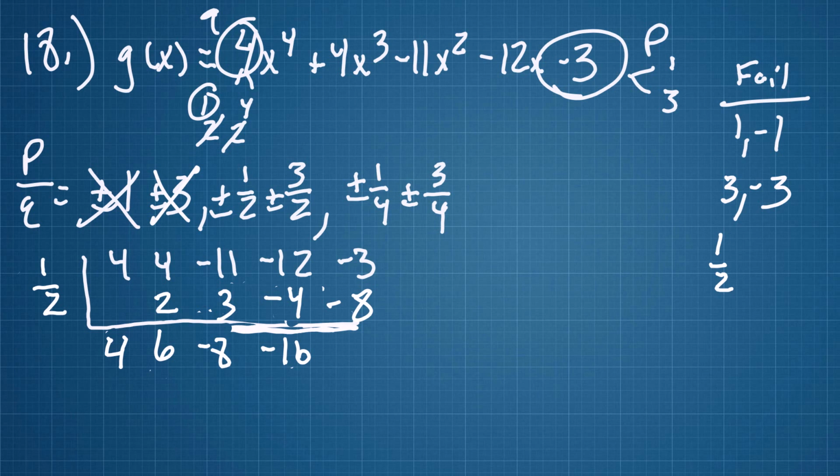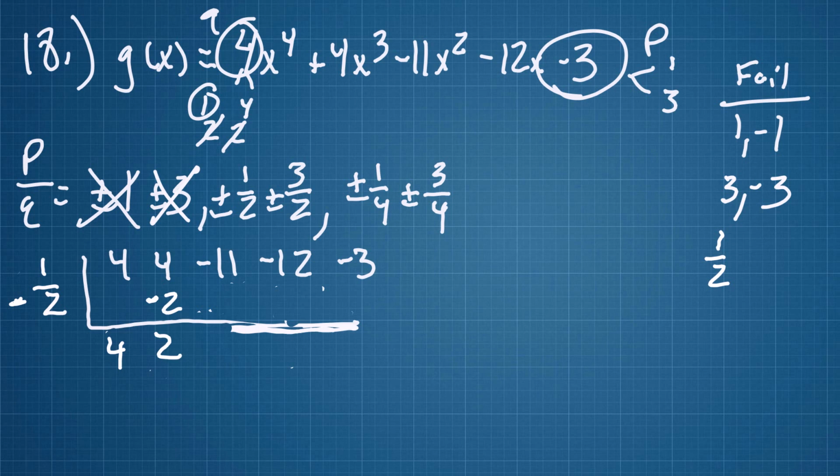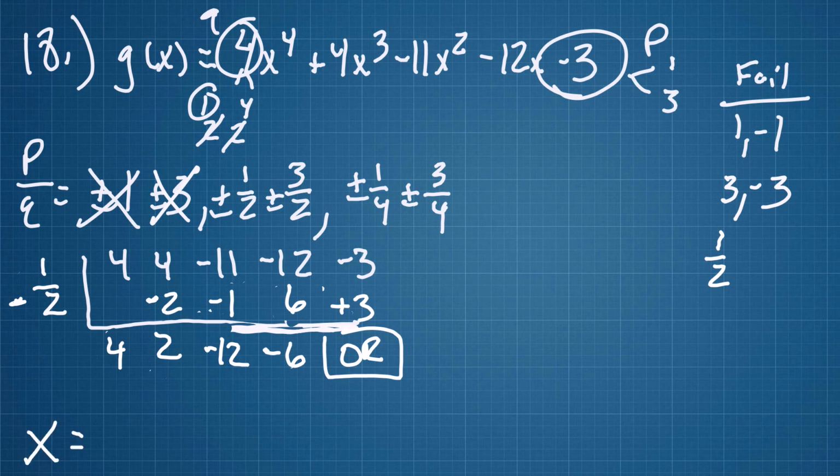So now I'm going to try negative 1/2. Since 1/2 didn't work, I'm going to try negative 1/2. Drop down the 4. Negative 1/2 of 4 is negative 2, which gives me 2. Negative 1/2 of 2 is negative 1, which gives me negative 12. Negative times a negative is positive, so that gives me 6. Gives me negative 6. Negative 1/2 times negative 6 is positive 3, which is no remainder. Which means negative 1/2 is going to be my first answer.